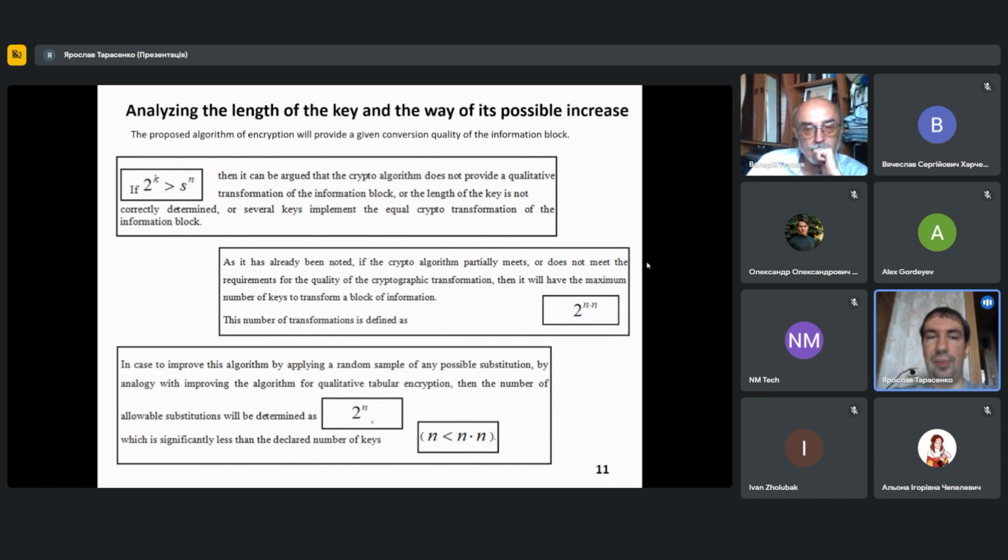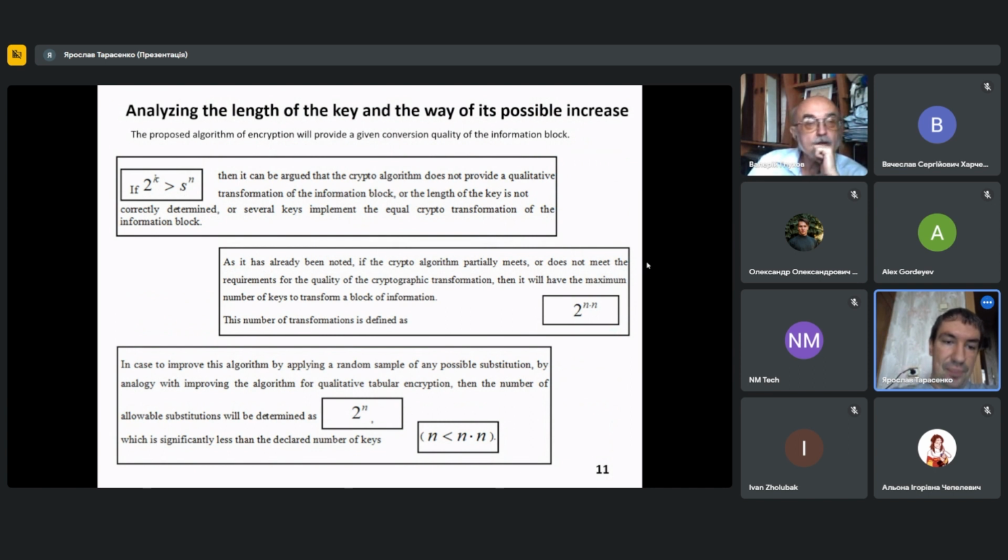In one case, if 2 to the power of k is more than s to the power of n, then it can be argued that the crypto algorithm doesn't provide a qualitative transformation in the information block, or the length of the key is not correctly determined, or several keys implement the equal crypto transformation of the information block. As has already been noted, if the crypto algorithm partially meets or doesn't meet the requirements for the quality of the cryptographic transformation, then it will have the maximum number of keys to transform a block of information, and this number of transformations is defined as 2 to the power of n.